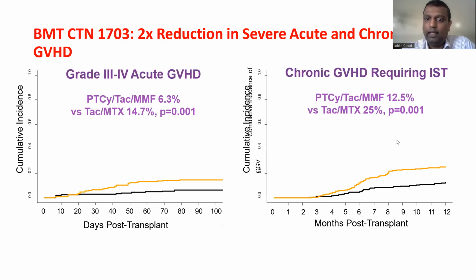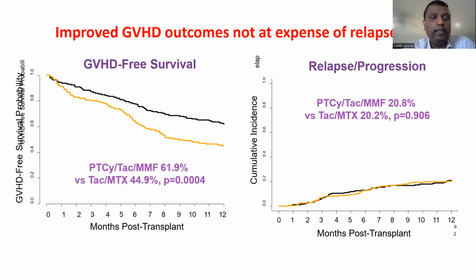And same with chronic graft versus host disease requiring immunosuppression. The post-Cy arm had about 12.5%, the methotrexate arm 25%, basically halving the risk of chronic GVHD requiring immunosuppression. And importantly, GVHD-free relapse-free survival was almost 62% compared to 45%.